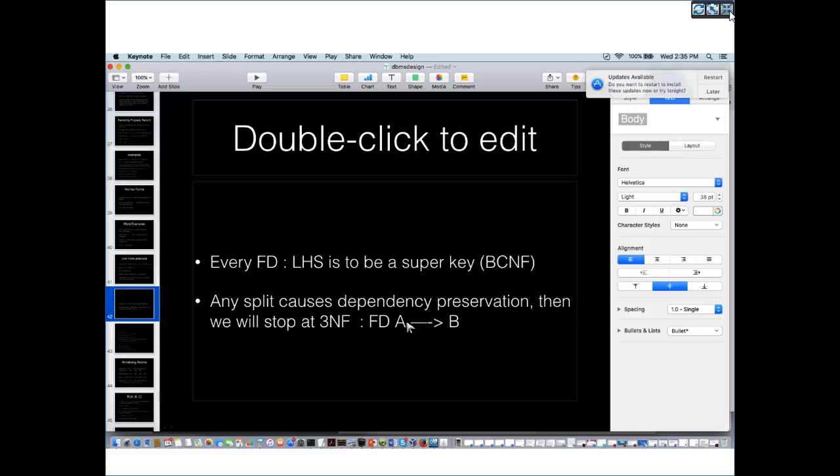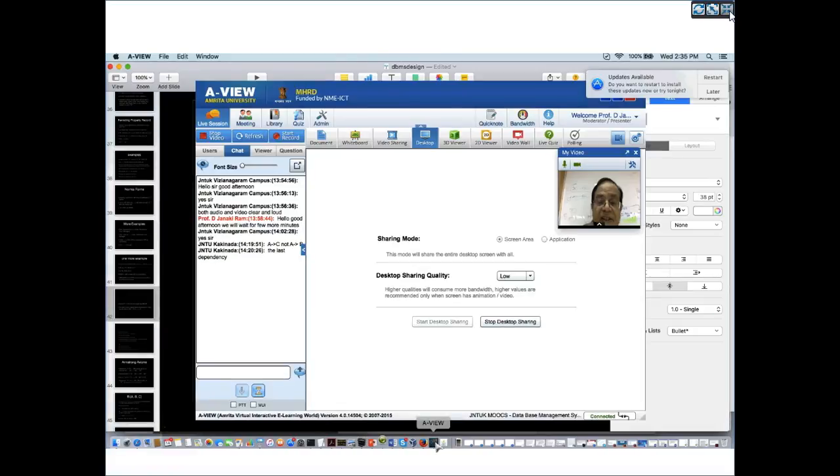Take a dependency where LHS is not a super key and also T is not part of a key. If T becomes part of a key, any split is going to cause a problem. That's where 3NF puts this requirement that LHS has to be a super key, or if RHS is part of a key, leave it there. That's what 3NF is providing you as an example. Let me see if anybody has any questions.